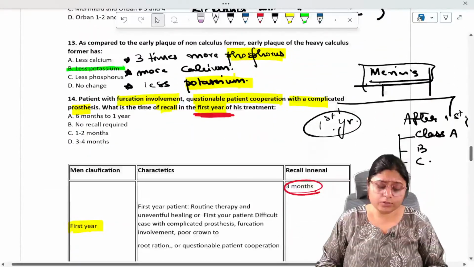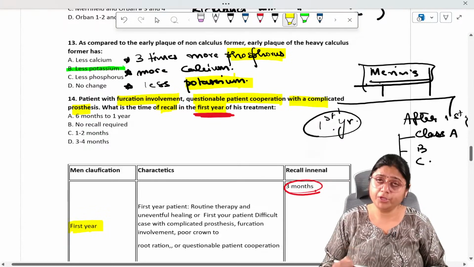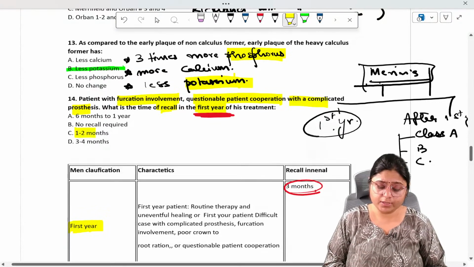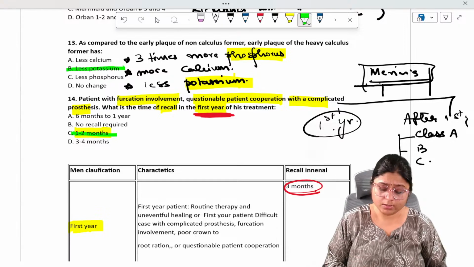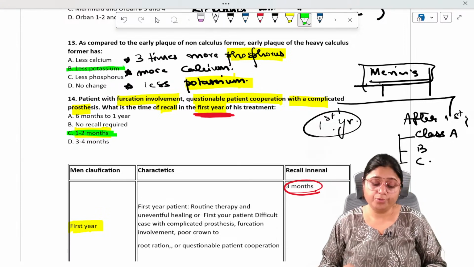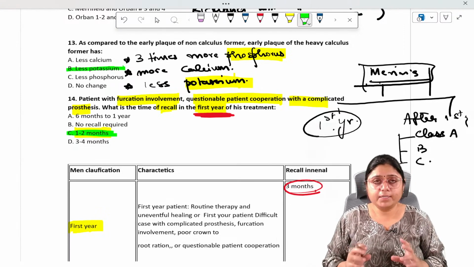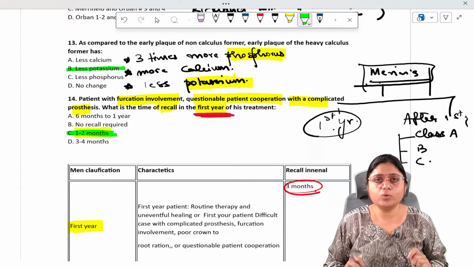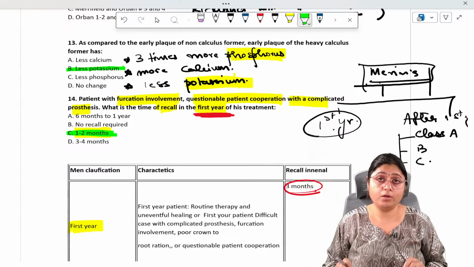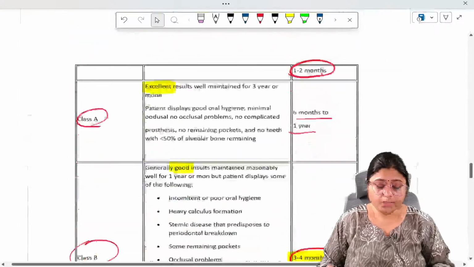Okay, so the answer to this question, first you recall a patient with a difficult prosthesis and everything. The answer is option number C, 1 to 2 months. So just pay attention to a few words, and these are questions you can never go wrong on, right? Now the next question.